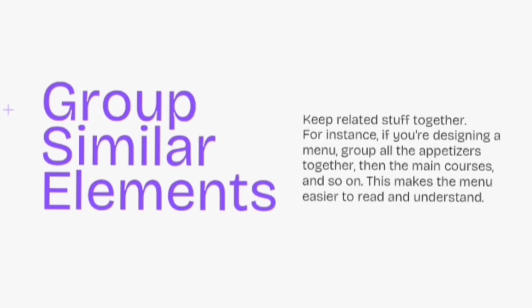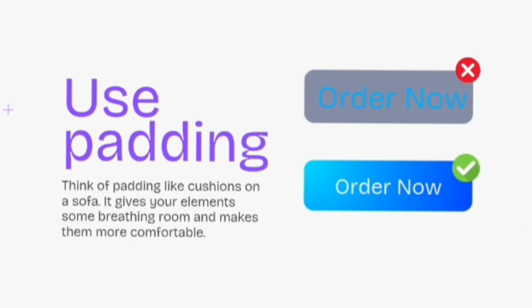Now group similar elements together. All right, this makes them easier to read and understand. Use padding. Okay, think of padding like cushions on a sofa. It gives your elements some breathing room. It makes them more comfortable.